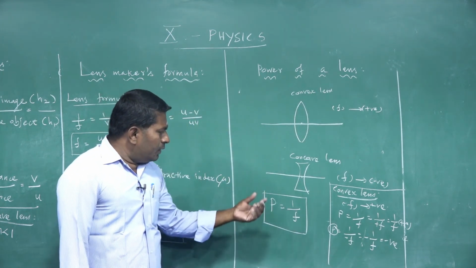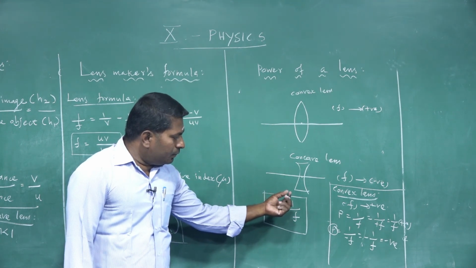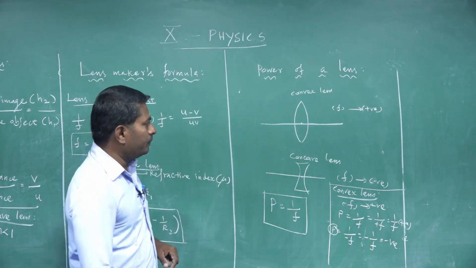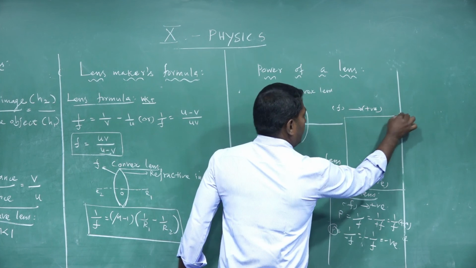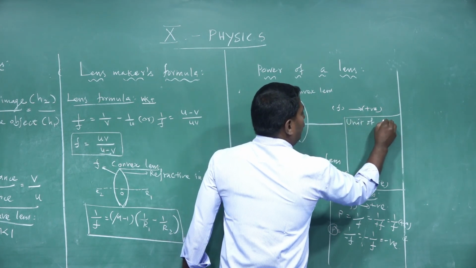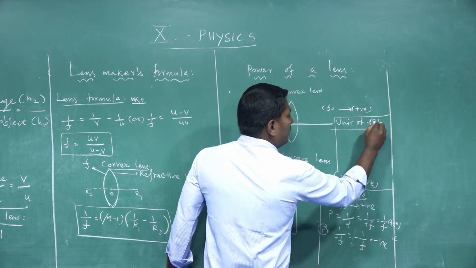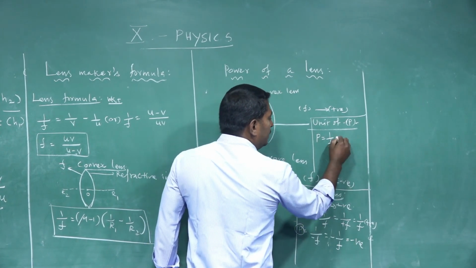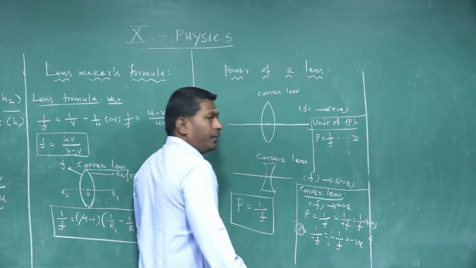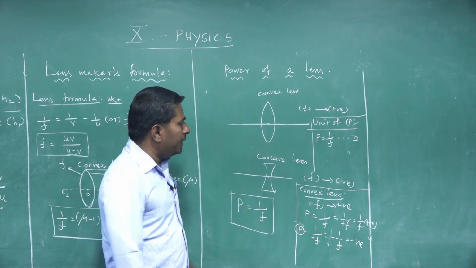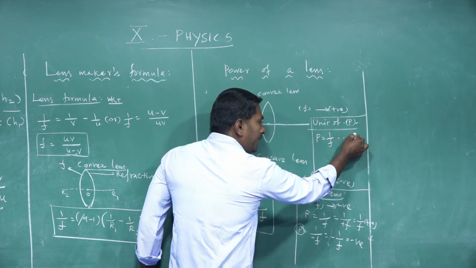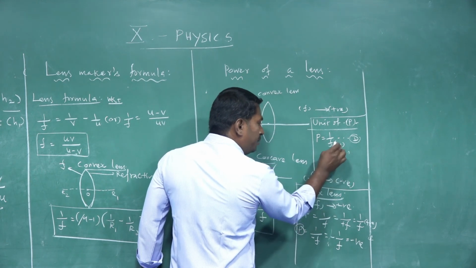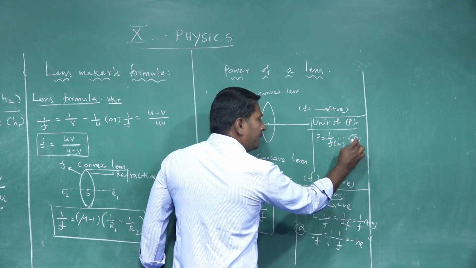Then the SI unit of power of a lens. The SI unit of power of a lens is the diopter. P, which is equal to the reciprocal of focal length, is measured in diopter. If the focal length is expressed in meter, then only is the power of a lens expressed in diopter. So when the focal length is expressed in meter, the power of a lens is expressed in diopter.